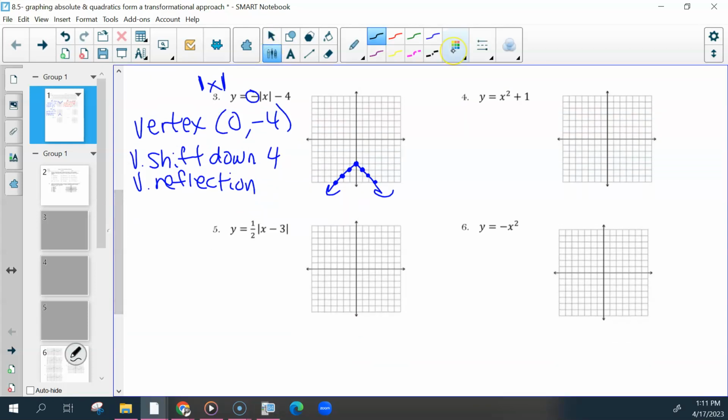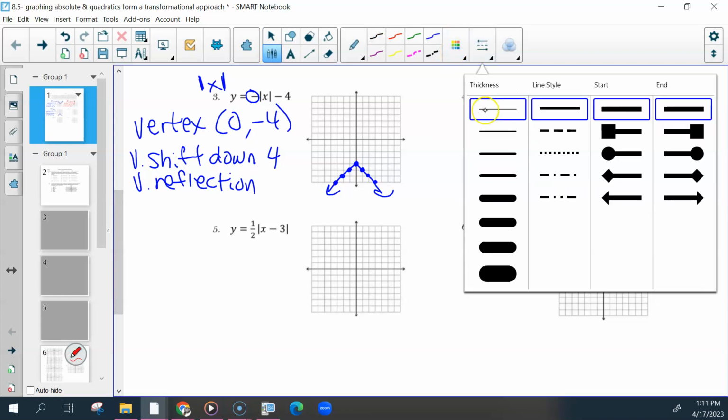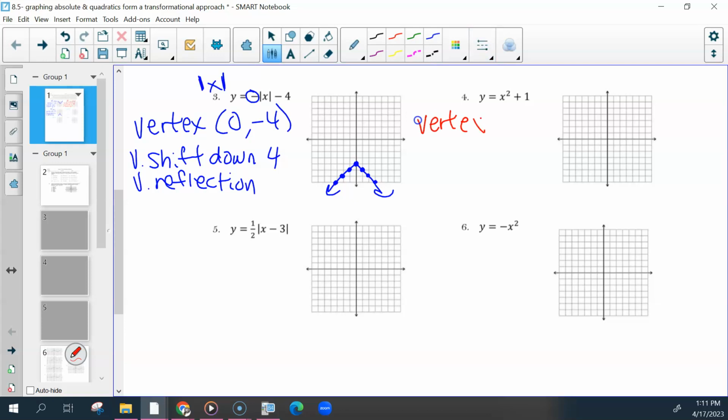What is our vertex for number 4? And since it's squared, we know it's going to be a U shape. So there's no stretch or compression. Compression is the opposite, and there's none of that here either. And there's not a reflection. There aren't any horizontal shifts. So just a vertical shift up 1 is the only thing that's going to happen.